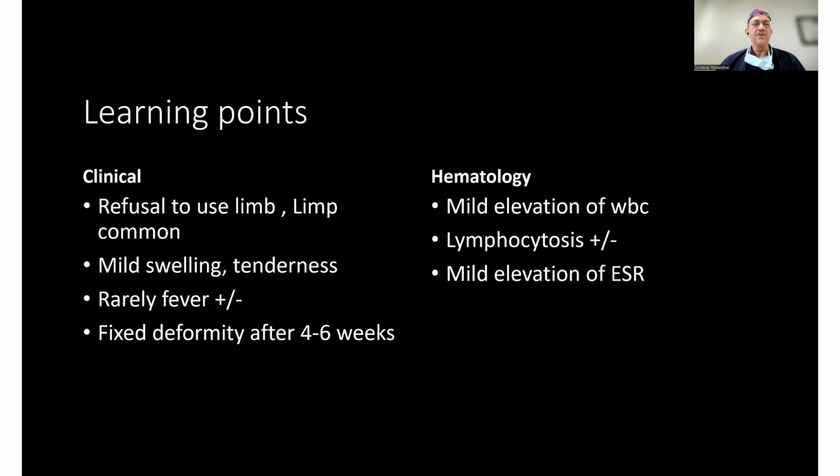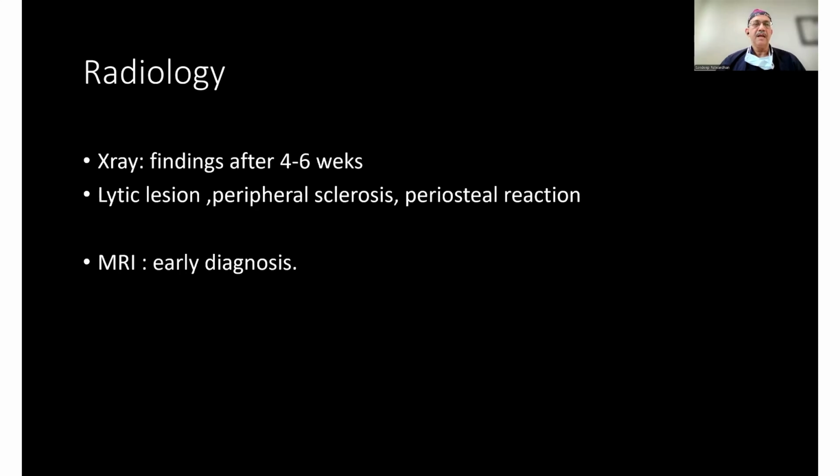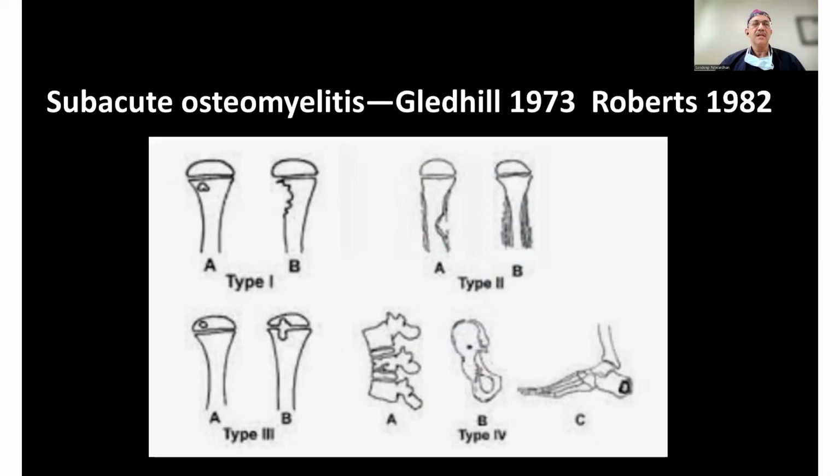tuberculosis. Refusal to use, a mild swelling, may or may not have fever, a deformity, a lymphocytosis with very mild changes in the WBC, an X-ray finding at 4 to 6 weeks, which is around the epiphyseal or the metaphyseal region with a lytic lesion. MRI will give you early diagnosis.